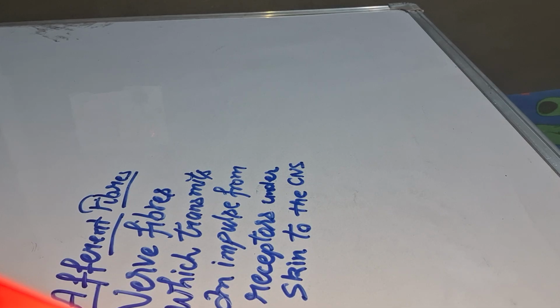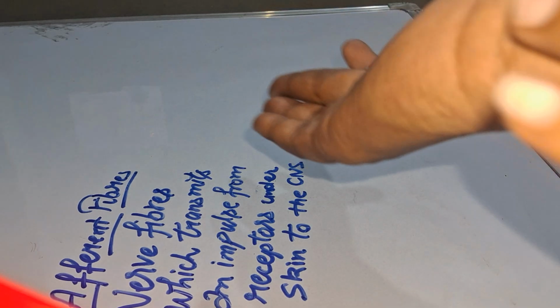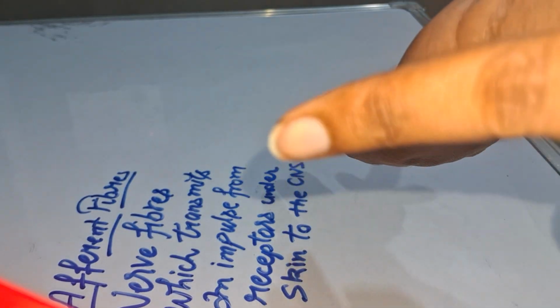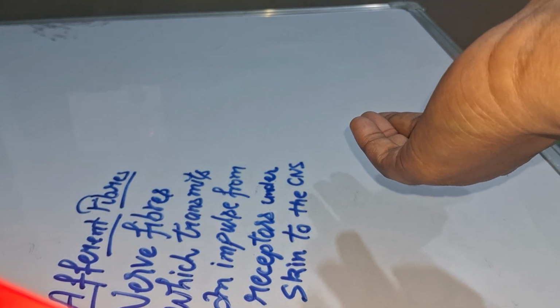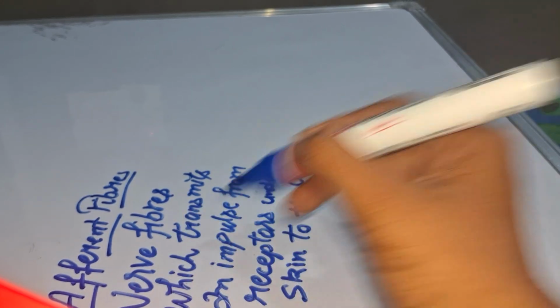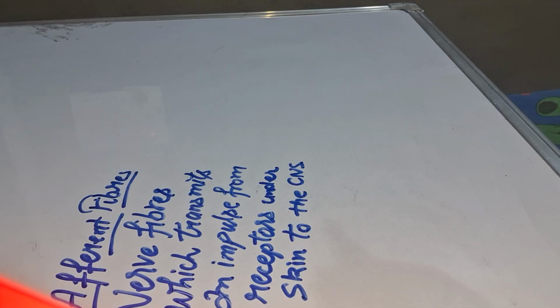A stimulus travels across the neurons. Afferent fibers are responsible for transmitting an impulse from the receptors under our skin, and they transmit the signal from our receptors to our central nervous system, that is, brain or spinal cord. These are the nerve fibers which carry the signals from our receptors under the skin or muscles to the central nervous system.